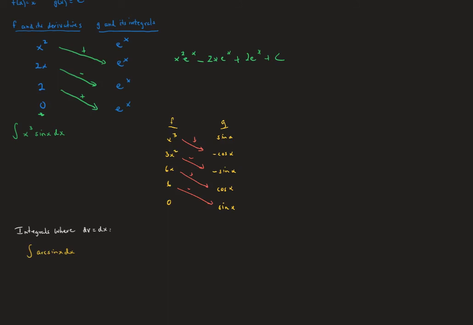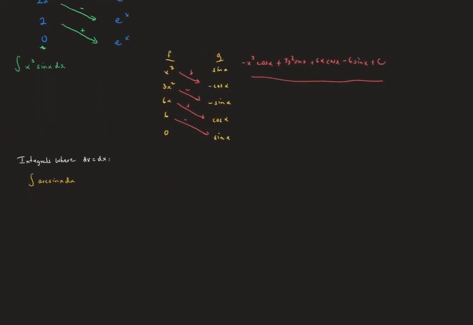So tic-tac-toe. We're going to get then x cubed, and that's going to be a negative cosine in there. So negative x cubed cosine x, and then a minus, and then we're going to get another negative, makes that plus 3x squared sine of x. And then we're up to a plus 6x cosine x, and then a minus 6 sine x, and then a plus c at the end. There you have it. Kind of cool.